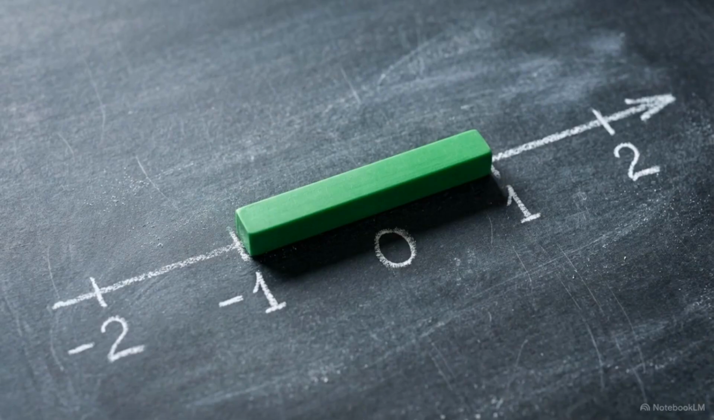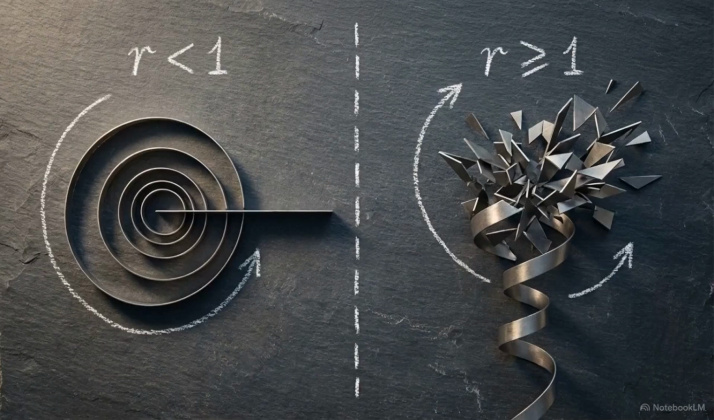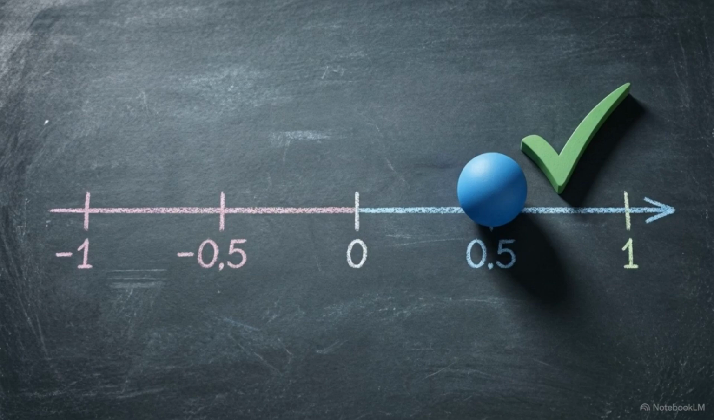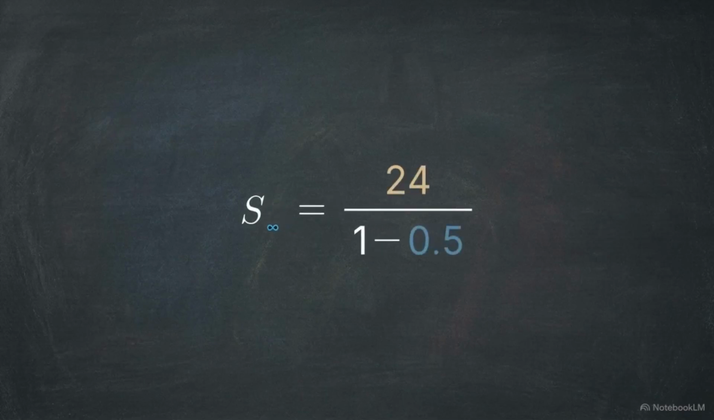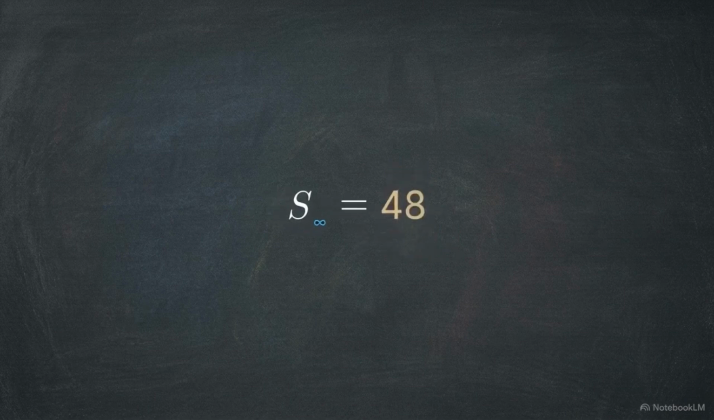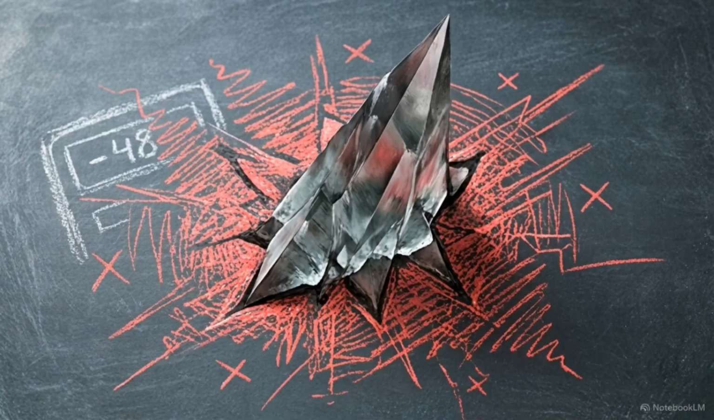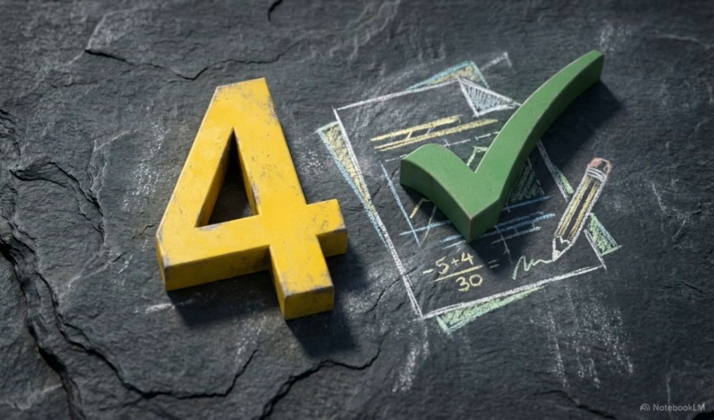A sum to infinity only exists if the ratio is between -1 and 1. On the left, a ratio less than 1 settles at a fixed value. On the right, a ratio of 1 or more grows indefinitely. Our ratio of 1/2 passes this test. By substituting our first term of 24 and our ratio into the infinite sum formula, we get a result of 48. The formula will still produce a number even if the ratio is too large, but without verifying convergence, that output is mathematically meaningless. Finally, we reach step 4, check the answer.